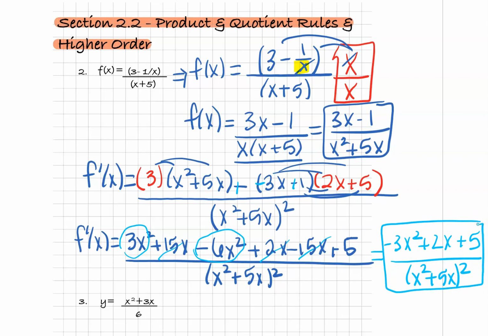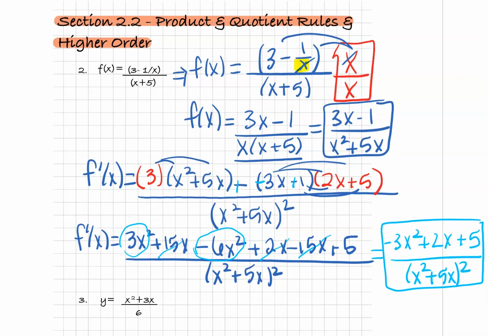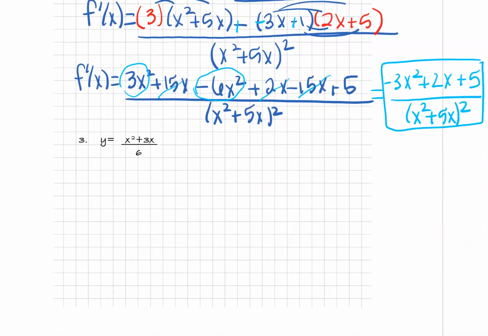And so once you understand the quotient rule and how to create those pieces, the biggest stumbling thing is going to be your algebra, that multiplying through and getting rid of the fraction, and then also just your cleanup, making sure you don't make small errors along the way. Let's do this next one, number 3. So it says y is equal to x squared plus 3x all over 6. And so I'm going to manipulate this one a little bit before I jump into the derivative.